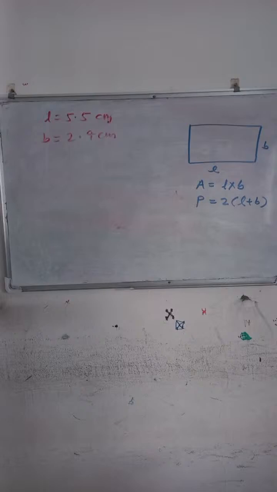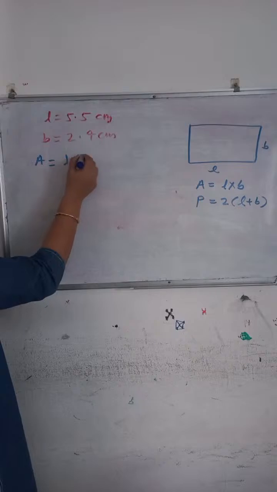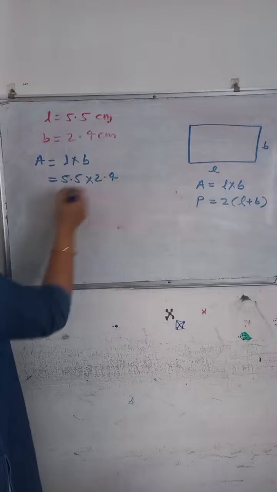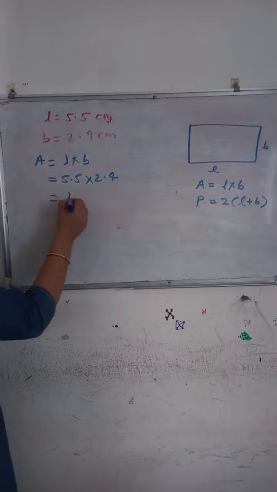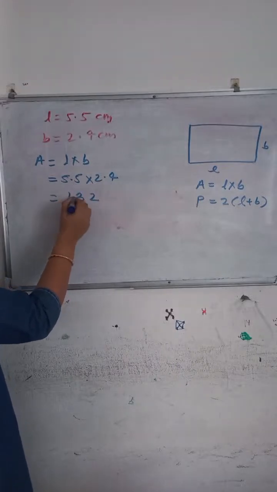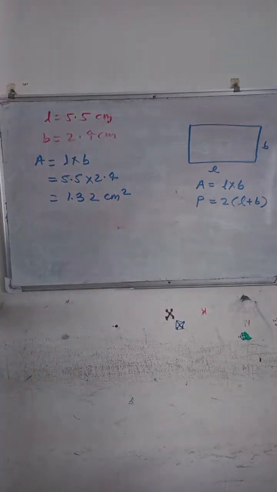So how to calculate the area of the rectangle over here? What is the area of the rectangle? Write down the formula first. Area of the rectangle is nothing but length into breadth. Length is given 5.5, breadth is 2.4. Now do this multiplication. After doing this multiplication, we will get the answer 132. Two decimals are there, so 1.32 centimeter square is the area. Okay, so this is your answer.